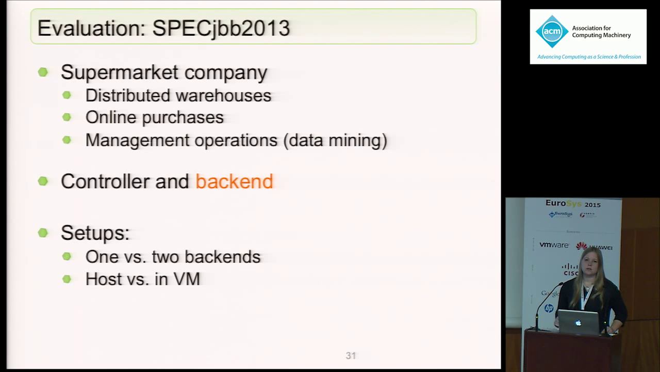Let's now have a look at the real-world benchmark. So SPECjbb is a software for a supermarket company. It consists of different operations, as for example, distributed warehouses, online purchases, and management operations, such as data mining. Typically, a SPECjbb installation consists of a controller and backend, which can be one or more backends. Since most of the work is performed in the backend, we are looking at the backend in our evaluation.